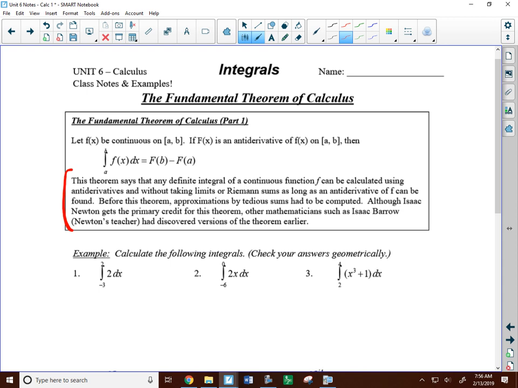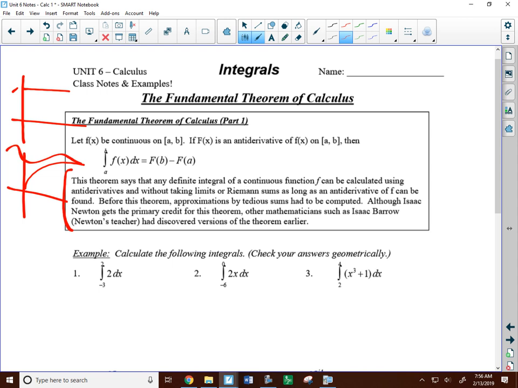So instead of, we could find the area under a curve when it was a straight line or when it was a trapezoid or a triangle. But what if it's a curve? What if it's x cubed, or what if it's just square root of x? It doesn't become a perfect shape that we know. So what if it becomes some type of curve? We need to find the area under the curve.